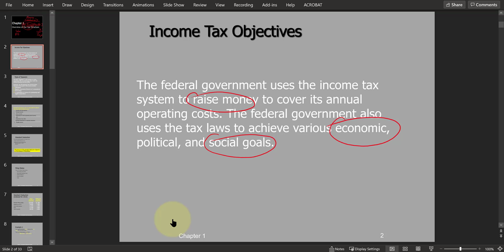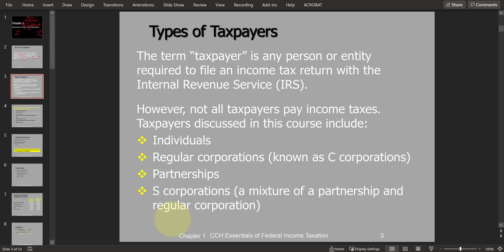Now there's different types of people or taxpayers. The type of taxpayers we are, people, are called individuals. And again, we're going to be learning that throughout our whole semester in our Accounting 134 class.